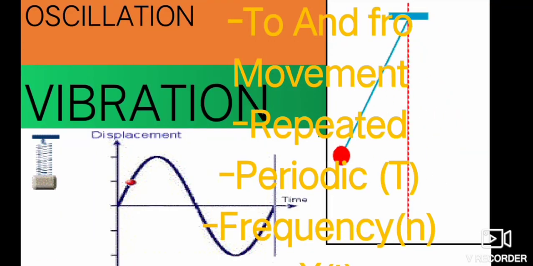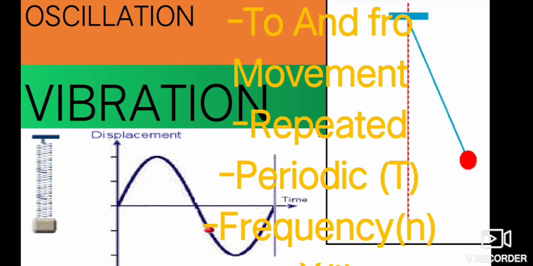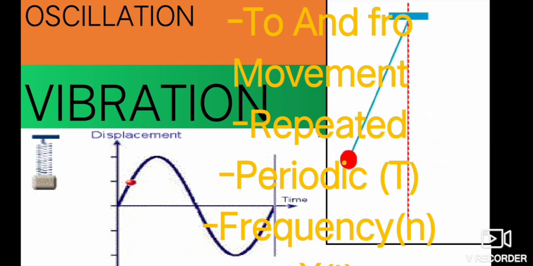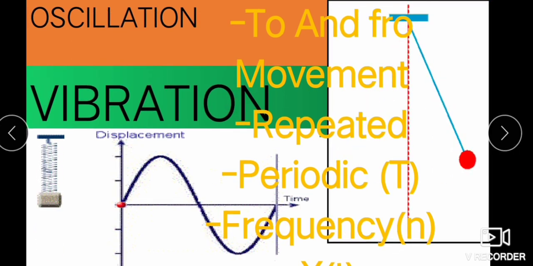We know that oscillation is the to and fro movement. Examples are a simple pendulum and a spring-mass system. This performs the oscillation. We also call oscillation vibration.